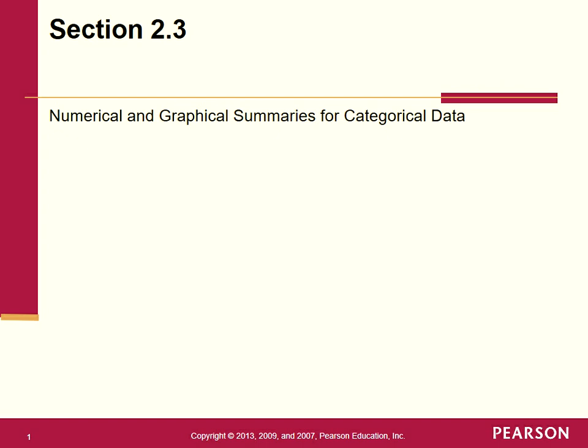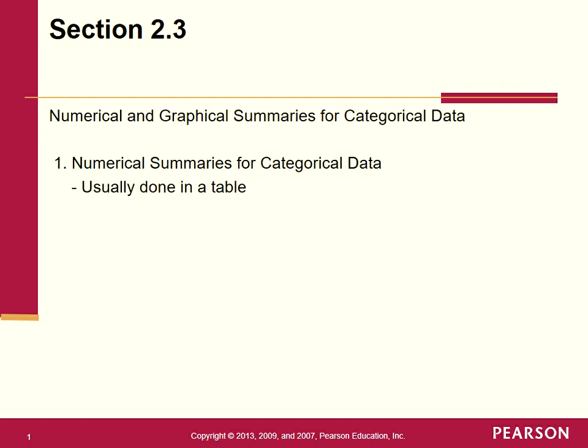All right, and so this is kind of the first step in 2.3 in analyzing this data. What we're going to take a look at is categorical stuff. So we're going to take a look at numerical and graphical summaries for categorical data in 2.3. So what about these numerical summaries for categorical stuff? Well, it's usually done in a table. It doesn't have to be, but it's usually well organized in a table.